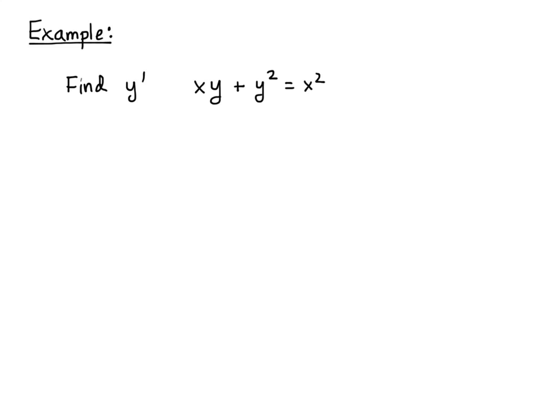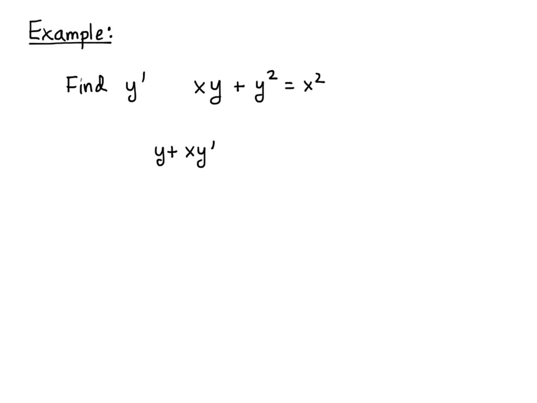So the thing I'm going to do here is take the derivative of each of the terms individually. The first term, this xy, I'm going to use the product rule: derivative of x times y plus x times the derivative of y. So the derivative of x is 1 times y, then x times the derivative of y. So I have y plus x y prime.